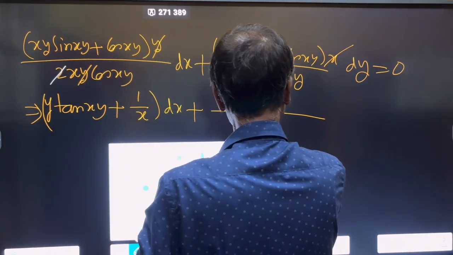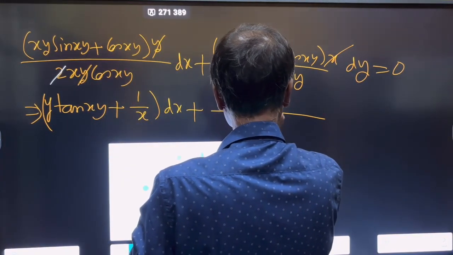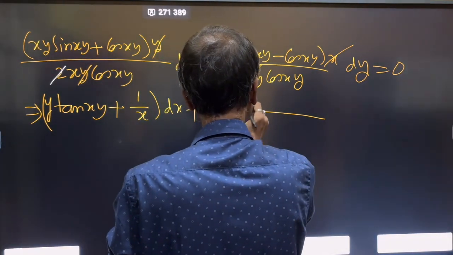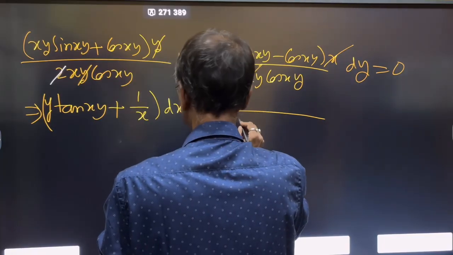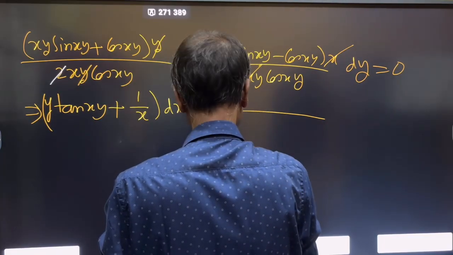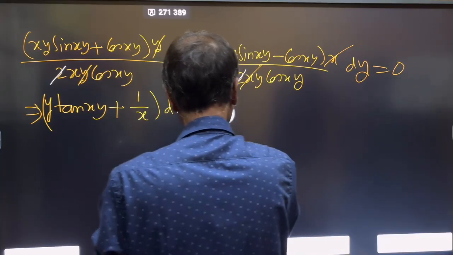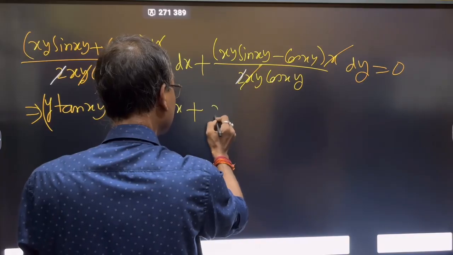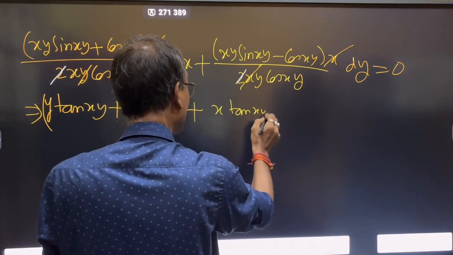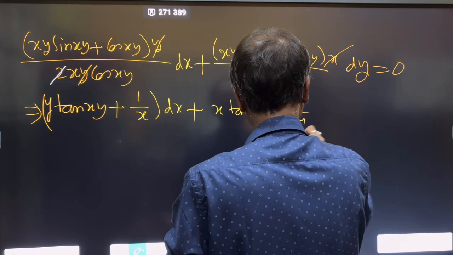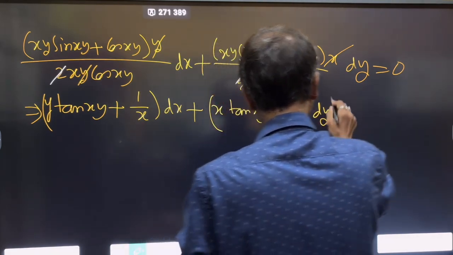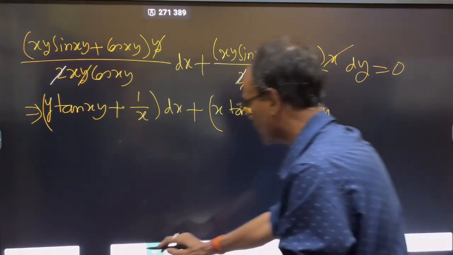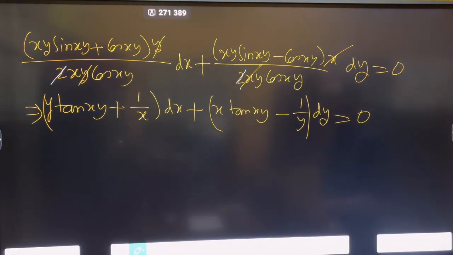Then you may write here x tan xy minus 1 by y dy equal to 0. This is equal to 0, right?